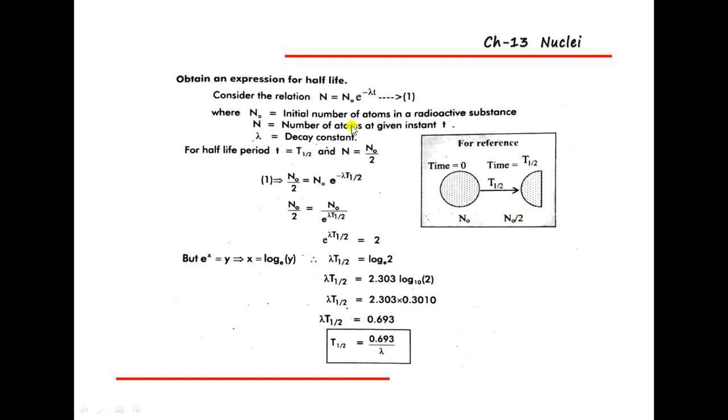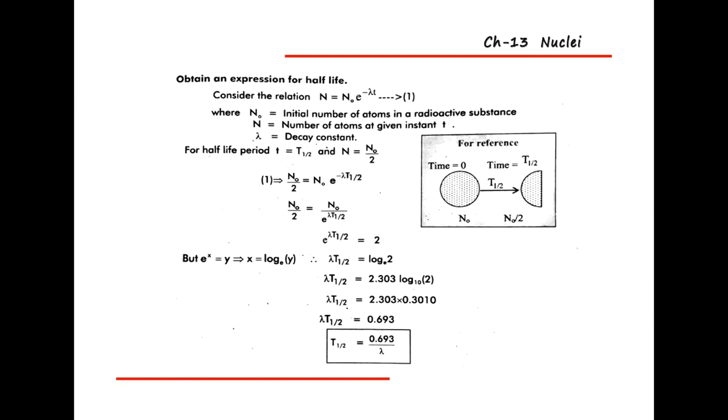In this equation, N is equal to N naught e raised to minus lambda t, where N naught is the initial number of atoms in a radioactive substance and N is the number of atoms at a given instant t, and lambda is the decay constant. Then for the half-life period, t is equal to t half and N is equal to N naught by 2.